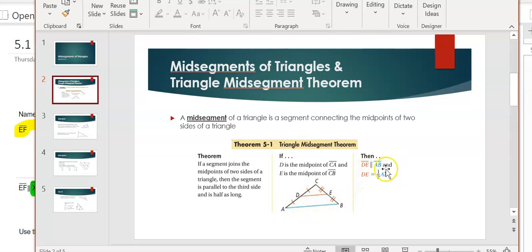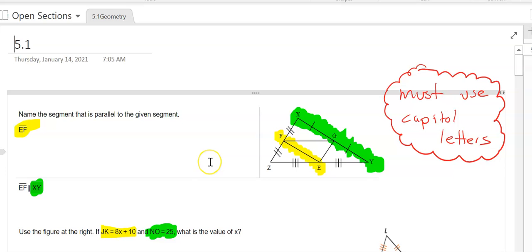So as you can see stated right here, DE, the smaller side, is exactly 1/2 of this larger side, AB, and AB is exactly twice DE. We'll be looking at this throughout this section, as well as what happens with these angle measurements. The angle CDE, this little angle right here, is equal to angle A, and angle CED, this angle right here, is equivalent to angle B. So we'll be looking at all of those types of things in this section.